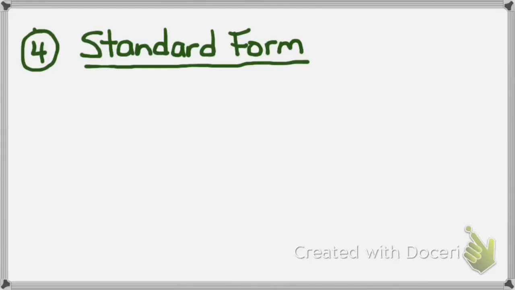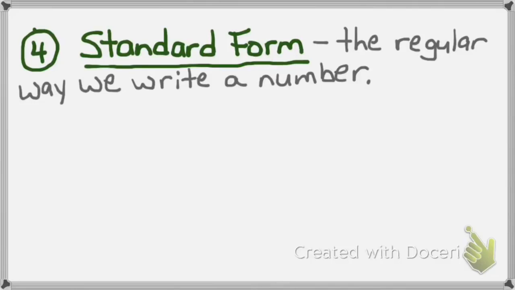So, our number 4. Our vocabulary word is standard form. And we know this is actually a review from a lesson earlier in this chapter. Standard form is the regular way we write a number. So if I said write 782, you would naturally write 782. That's the standard form for 782. It's the regular way we write the number.